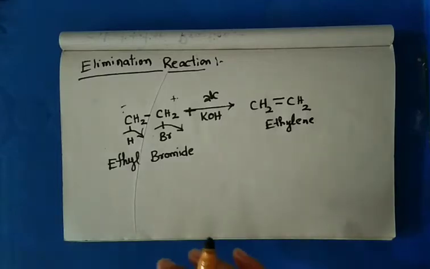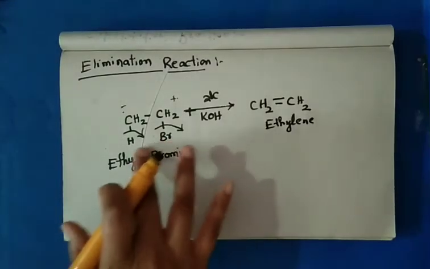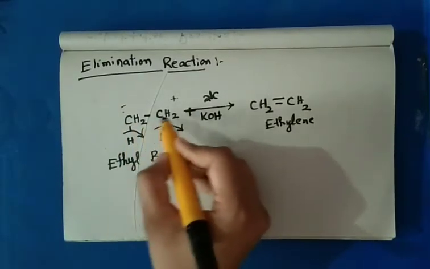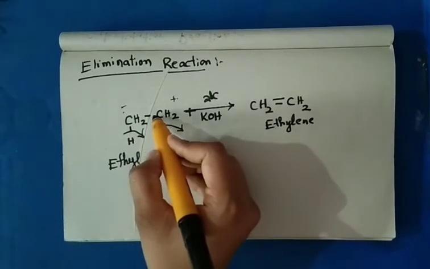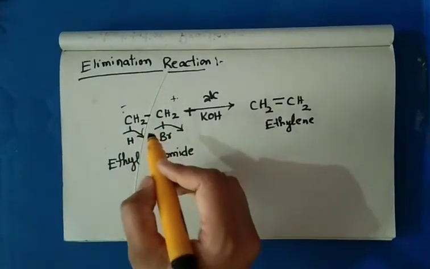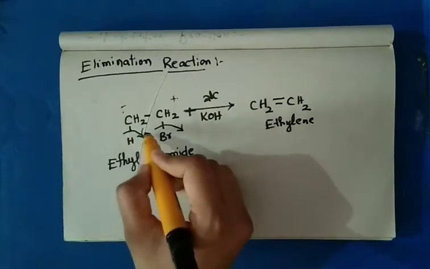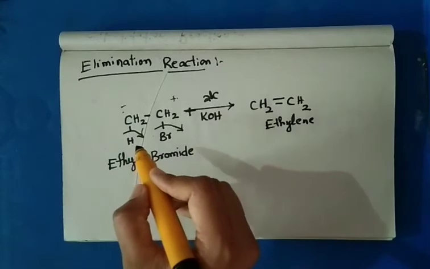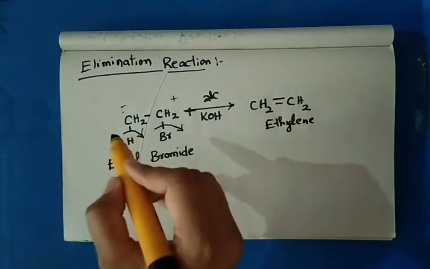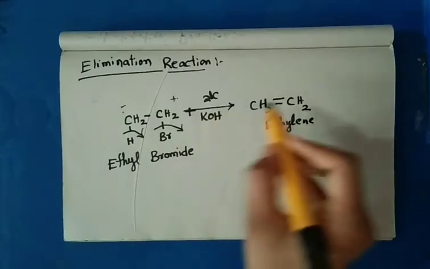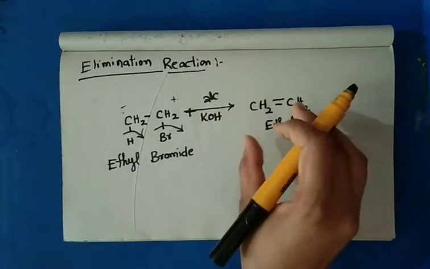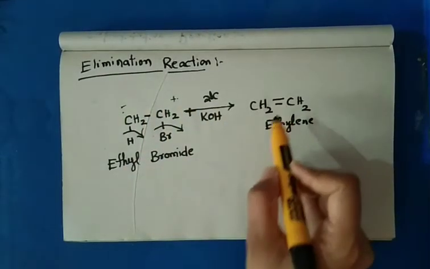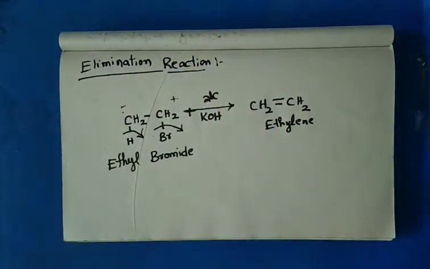In it, two atoms or groups are removed from adjacent carbons, meaning carbons connected with one bond, of a single compound to form a multiple bond. Here there is one bond, but in the product there are two bonds. So it is called an elimination reaction.